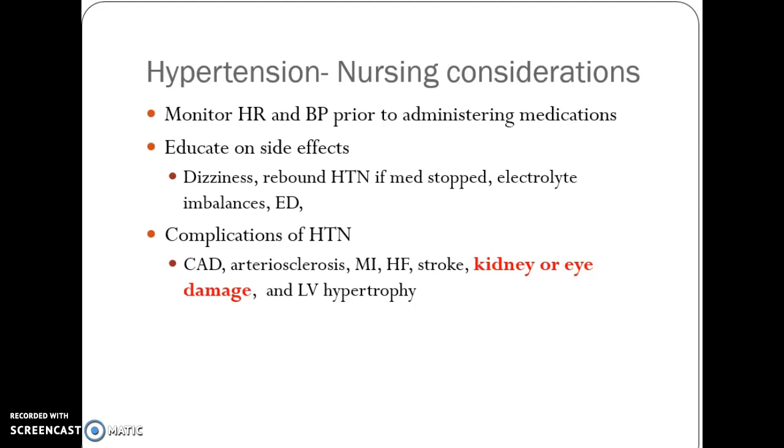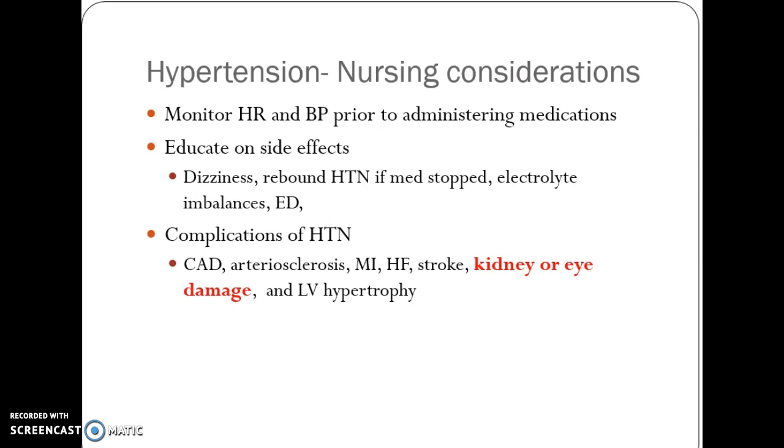When you have hypertension, again, you want to monitor the patient and certainly take their blood pressure before you give them any blood pressure medications. You want to educate the patient on side effects: dizziness, rebound hypertension if they stop their medication, electrolyte imbalances, especially potassium issues with loop diuretics, and erectile dysfunction can happen depending on the medication they're on, especially beta blockers.